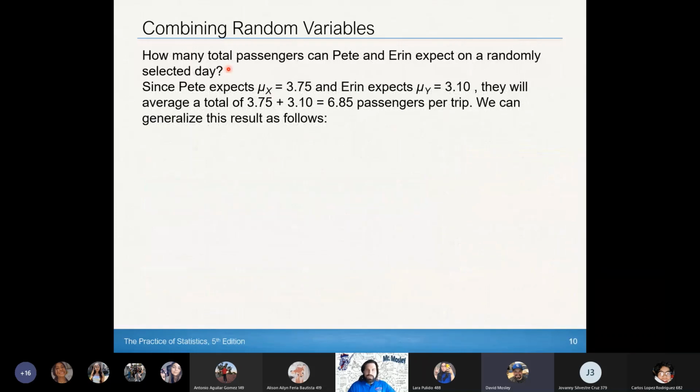All right, so first, how many total passengers can Pete and Aaron expect on a randomly selected day? Saying that word expect means they're looking for the mean for the sum of those two random variables. Since Pete expects 3.75 passengers and Aaron expects 3.10 passengers, they will average a total of 3.75 plus 3.1 equaling 6.85 passengers per trip. So essentially, if I want the average or expected amount for the sum of two random variables, I just add their means. I don't have to do any special calculation, just add them up.